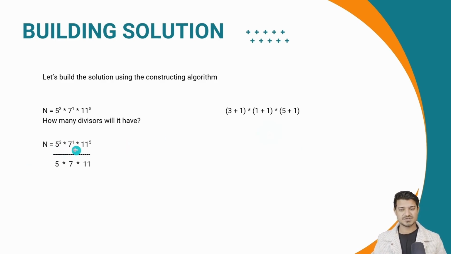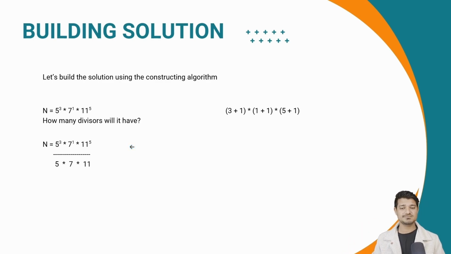So if n is 5 raised to power 3, 7 raised to power 1, 11 raised to power 5, whatever divisor you have will have a combination of these primes: 5, 7 and 11. Whatever divisor you will have for n, in its prime factorization you will have 5, 7 and 11. Their powers can be 0, so they may not exist there. For example, 5 is one of the divisors, where 7 is power 0 and 11 is power 0. But no other prime can be there. You can't have a divisor which has 3 and can completely divide it.